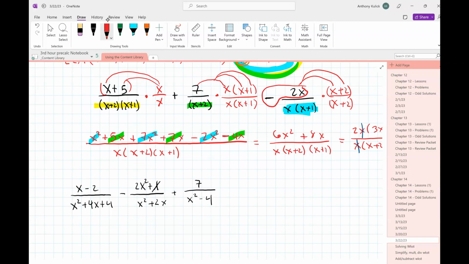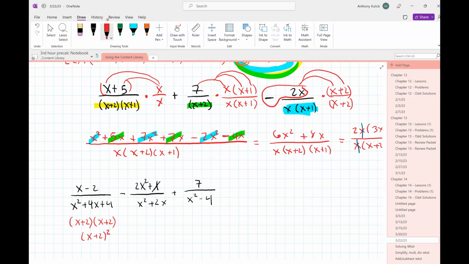All right, so I have (x minus 2) over (x squared plus 4x plus 4), minus (2x squared plus x) over (x squared plus 2x), and then 7 over (x squared minus 4). First thing I want to do is factor. So x squared plus 4x plus 4 factors into x plus 2 times x plus 2.